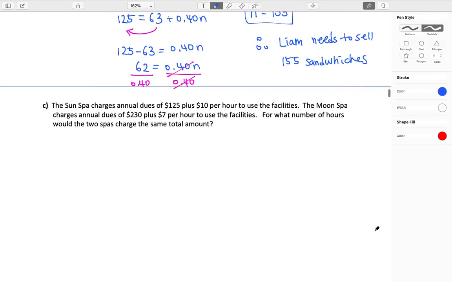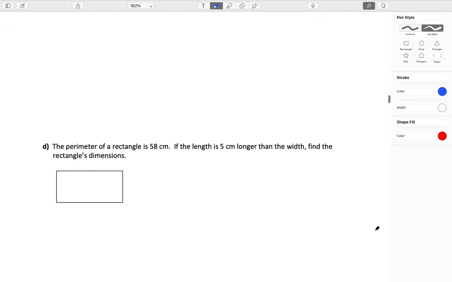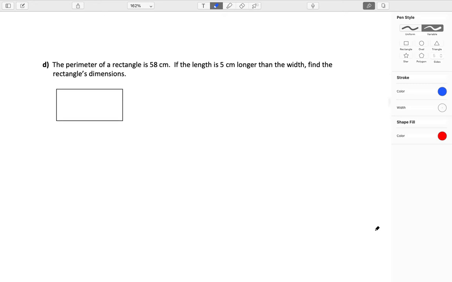Now, let's try letter D. The perimeter of a rectangle is 58 centimeters. So we know P is equal to 58. If the length is 5 centimeters longer than the width, find the rectangle's dimensions.